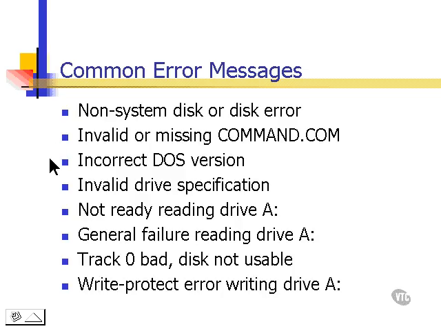Incorrect DOS version means that we're trying to use a command that was used on an older DOS version but is no longer recognized in the newer DOS version that we're using. For example, the edlin command, which was used in the earlier DOS versions, has now been replaced by a command called edit. If we use the edlin command on a newer DOS version, we'll get an incorrect DOS version error.